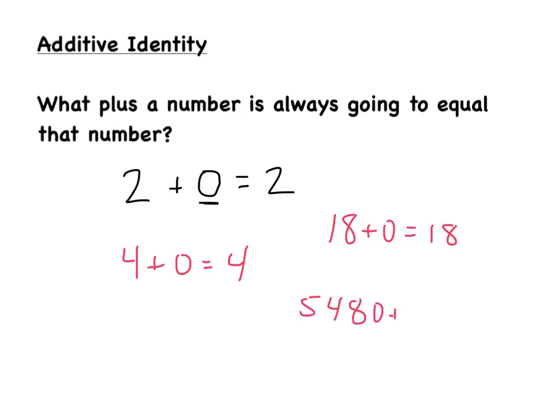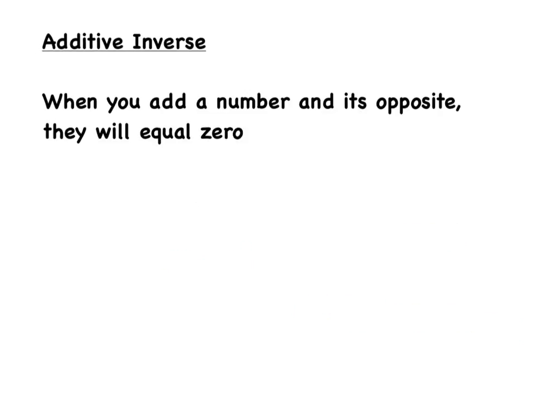5,480 plus 0 is equal to 5,480. The additive identity is basically any number plus 0 is equal to that number. So when we're talking about additive inverse, we are talking about the opposite of a number. When you add any number and its opposite, they're always going to equal 0.